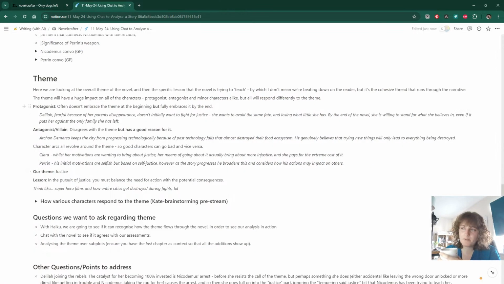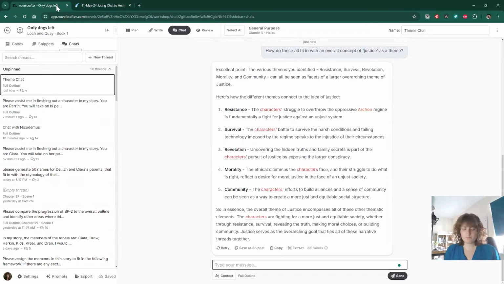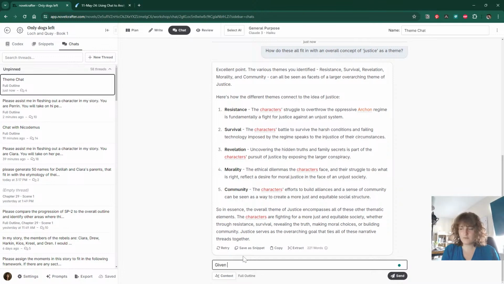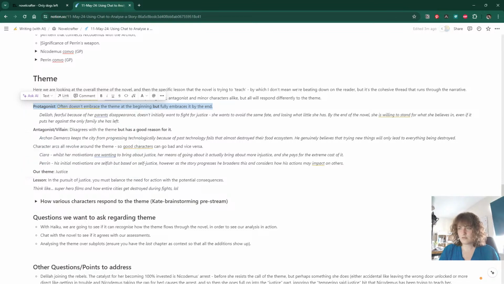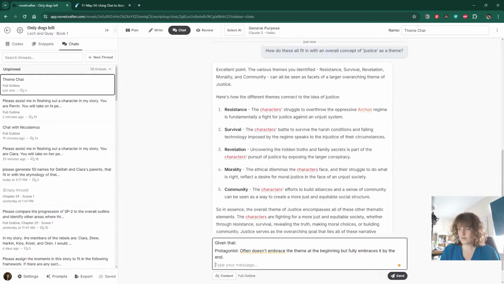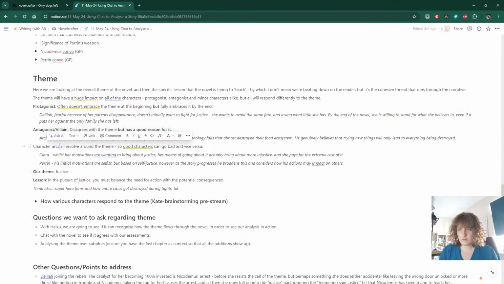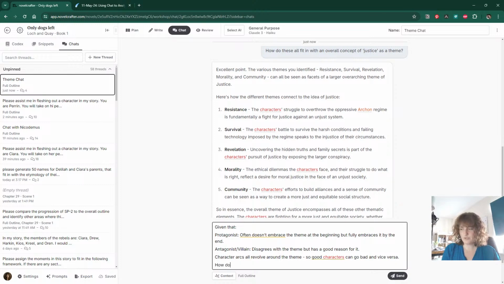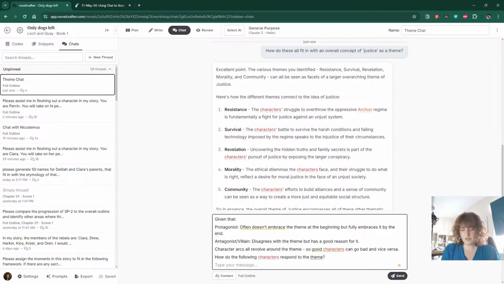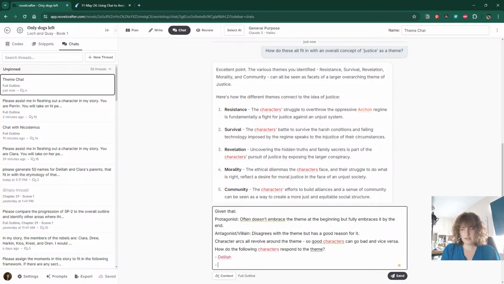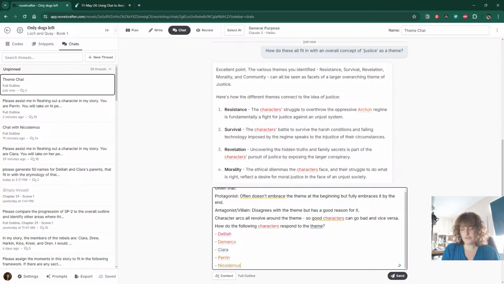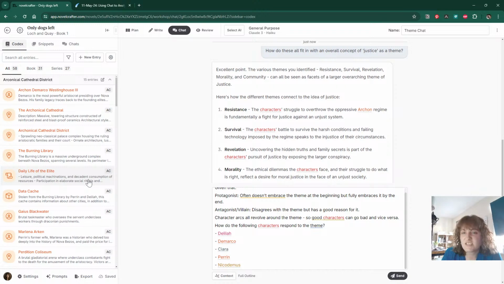So then I've put a little bit here. Given that, how do the following characters respond to the theme? I'm going to put here Delilah, DeMarco, Ciara, Perrin, Nicodemus. Who else is significant?